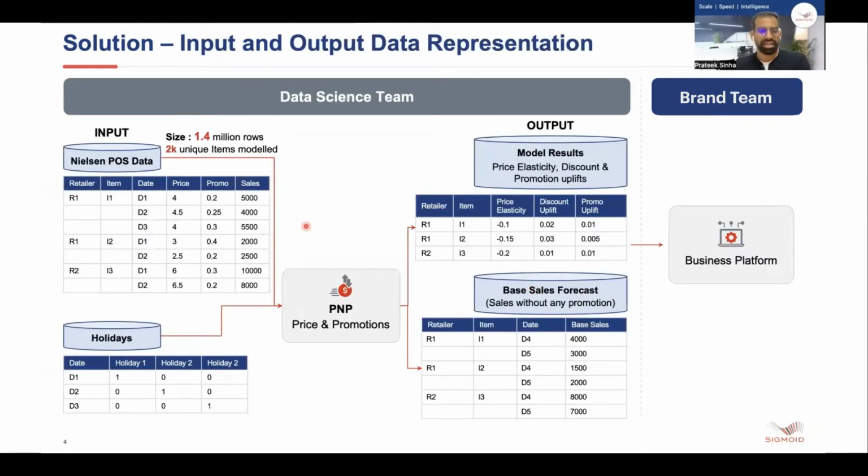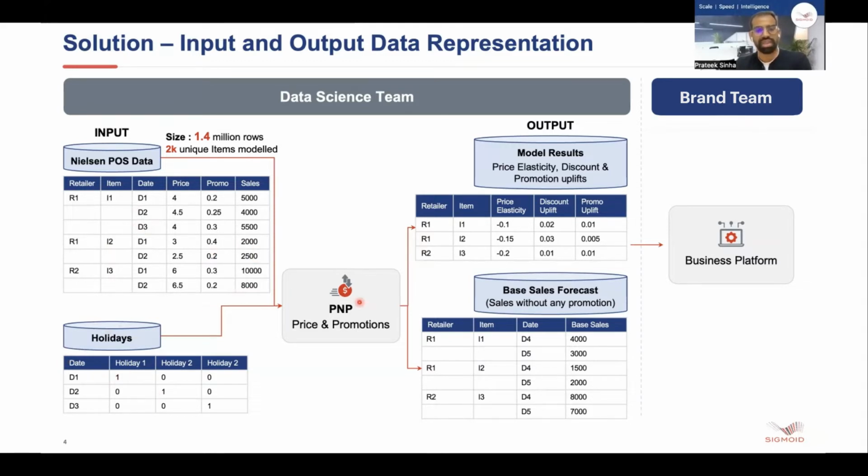Now in this slide, I am showing the representation of each of the input and output data. First, we can look at the input data. Input data was at the level of each retailer and item, and for each weekend, we had price, promotion, and sales data. And this data was for the last 2 years. Holidays data gives us what holiday lies on which date.